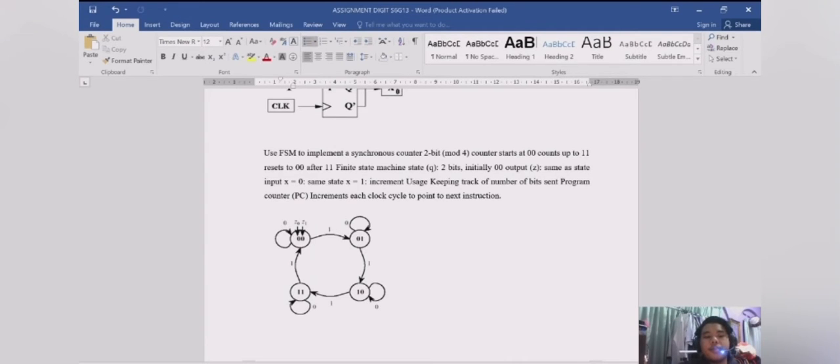An FSM is defined by a list of its states, its initial state, and the input that triggers each transition. Finite state machines are of two types: deterministic finite state machine and non-deterministic finite state machine.